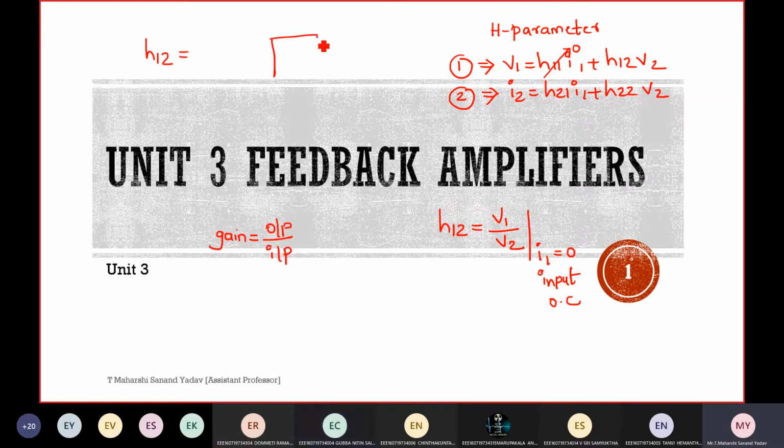Suppose there is a 2-port network like this. This is port number 1 and port number 2. This is 1 and 1 dash, this is 2 and 2 dash. Here it will be voltage V1, because of which current I1, voltage V2 and current I2. So what is the output voltage here? Output voltage V2. Input is V1. Correct. So gain is defined as output by input. Then what about H12? It is called reverse voltage gain. It's reverse voltage gain.